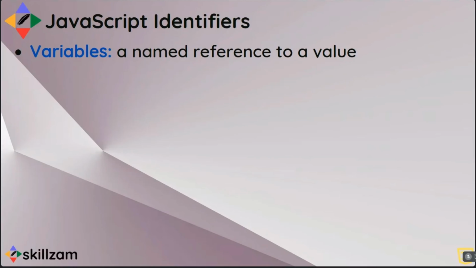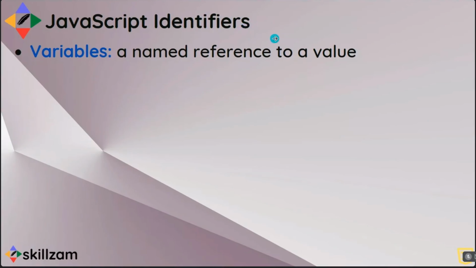Now that we have seen what a JavaScript statement is, let's go a little bit inside and try to understand what these identifiers are. A variable is one of the identifiers. Definitely, a variable is an identifier. The name of the variable is an identifier. Now, let's see what these identifiers are.